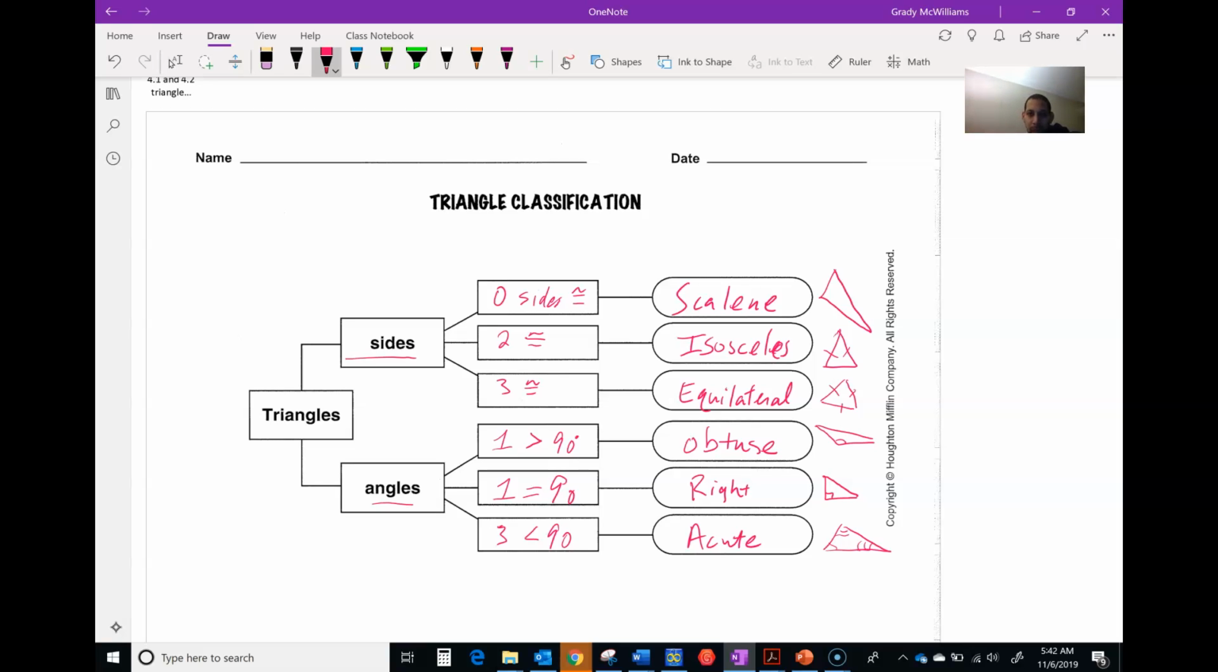Also worth mentioning is that there is a third type of classification for angles. It's a subset or a type of acute triangle. So if you were to add on to this, this is when all 3 angles are equal to each other. The 3 congruent angles. And that is called equiangular.